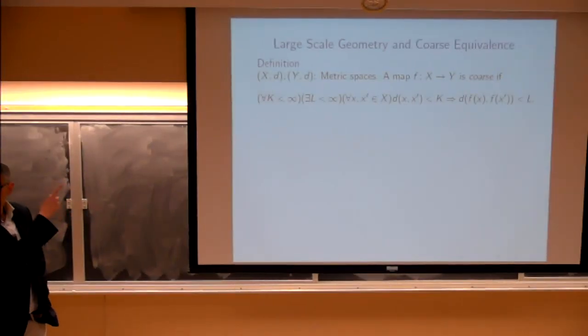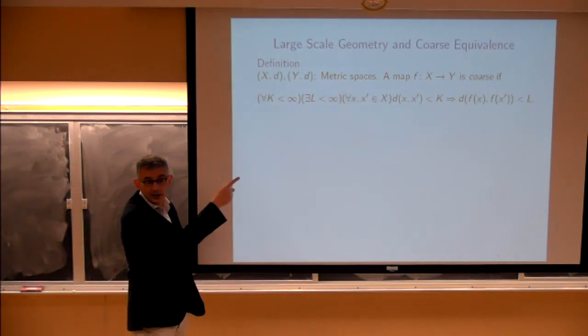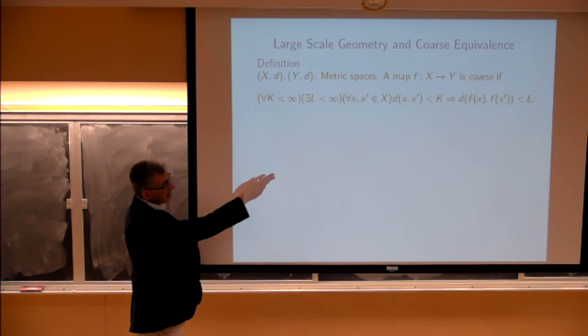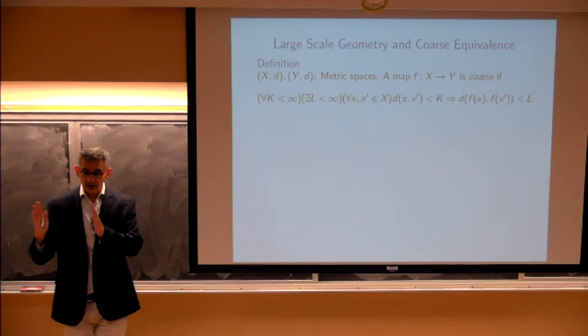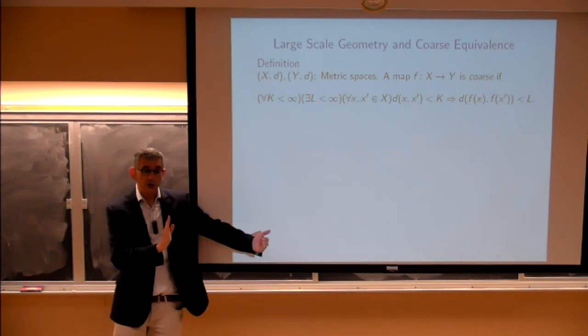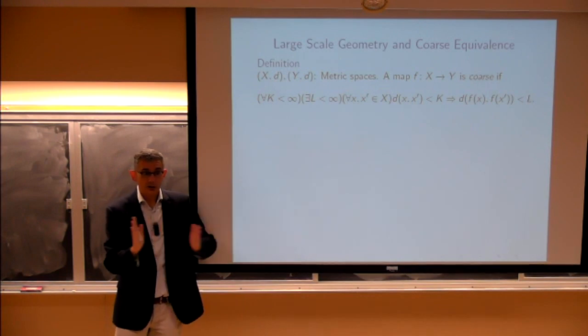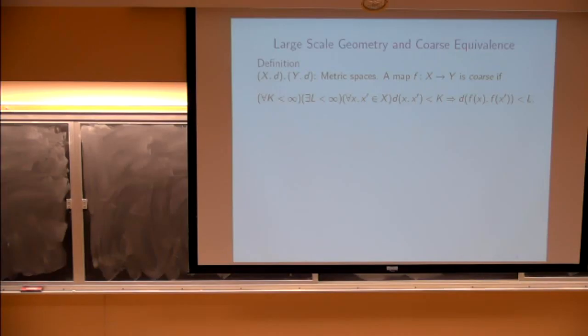As you can see, it resembles the definition of a uniformly continuous function, except that a few things are switched. First, what matters is the large values of K and L. And second, in the conclusion, K and L are switched. So basically what it says is that two points which are not too far away are sent to two points which are not too far away either. But this is different from quasi-Lipschitz or so.